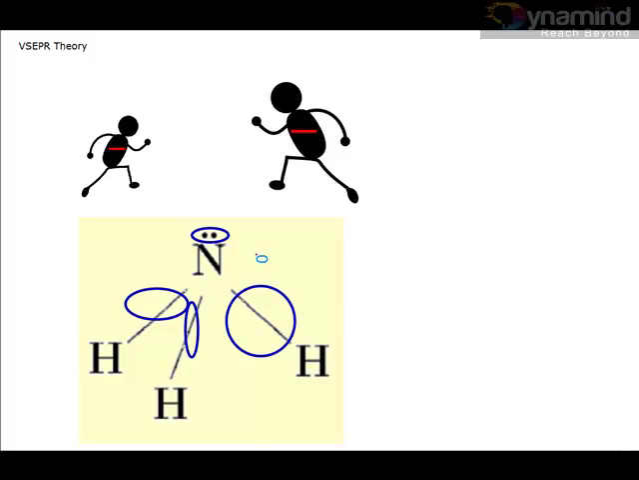So in an NH3 molecule, there are three bonded pairs of electrons. The bonded ones are the ones which are with hydrogen. When the electron pair is between two atoms, it's called a bonded pair, and when it is with only one atom, it's called a lone pair. So this is a lone pair.